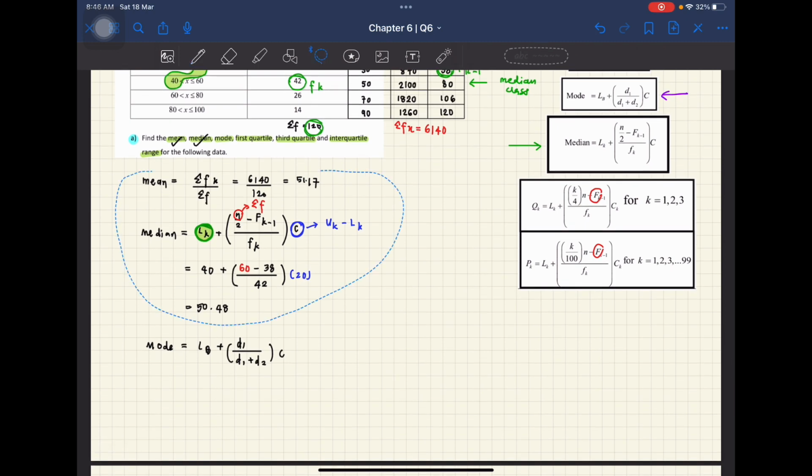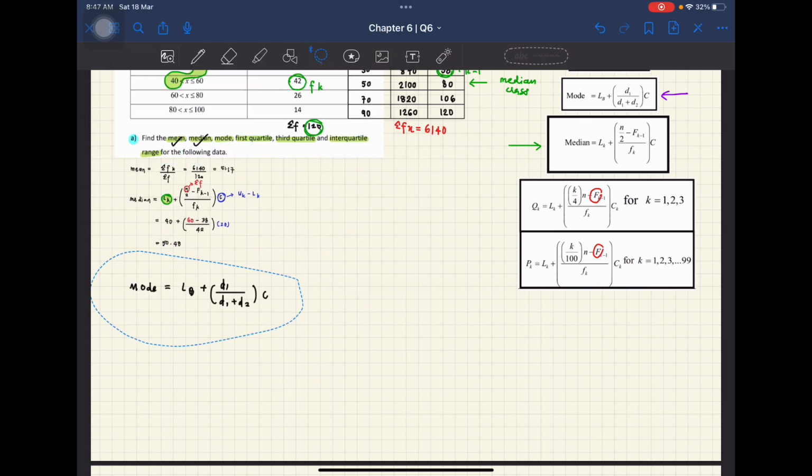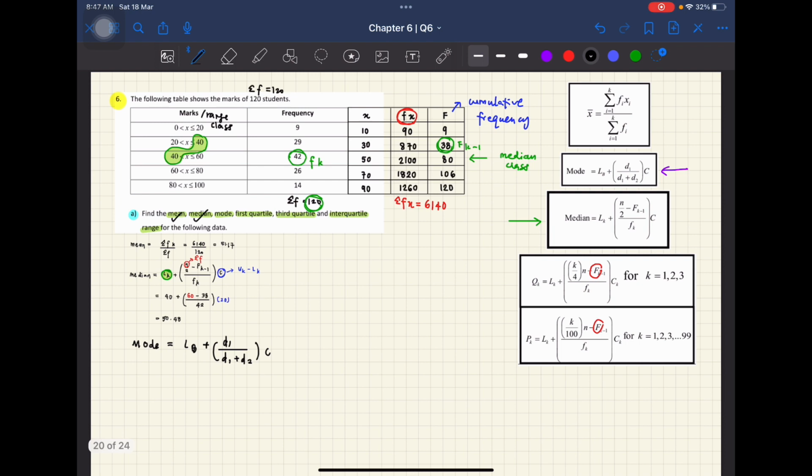Let me just kecilkan. Oops, sorry, no. Resize this one. Kecilkan ke sana. Okay, ni awak kat atas. Okay, so kita nak cari mode sekarang ni. Right, so mode macam mana nak cari kalau kita ada group data? Okay, so the first thing that you need to do adalah mencari dia punya modal class. Find modal class.